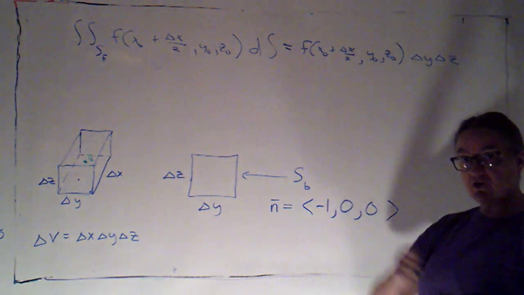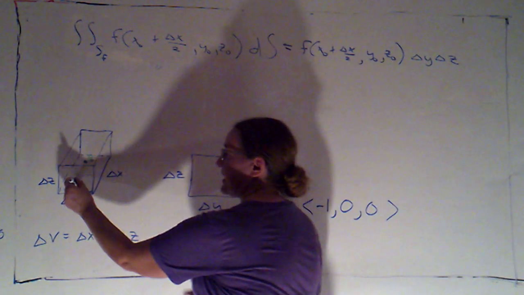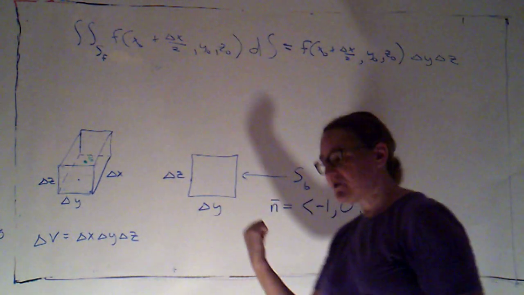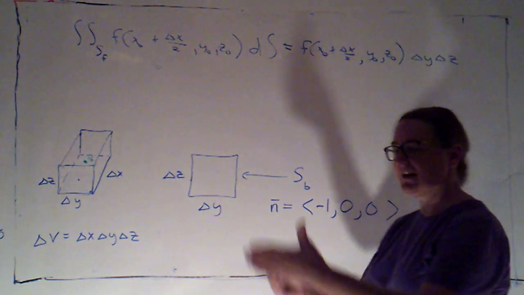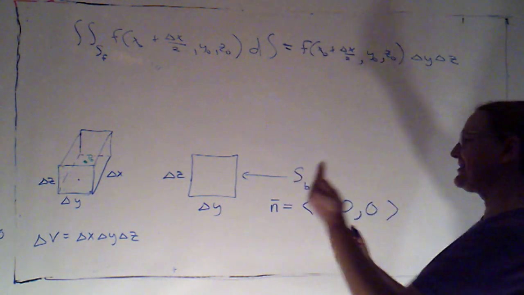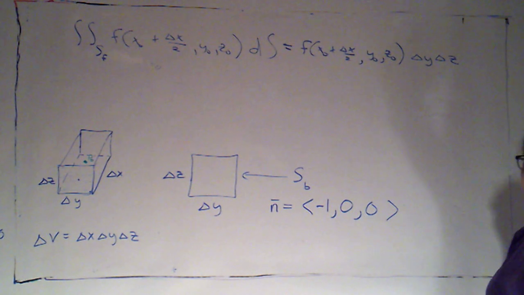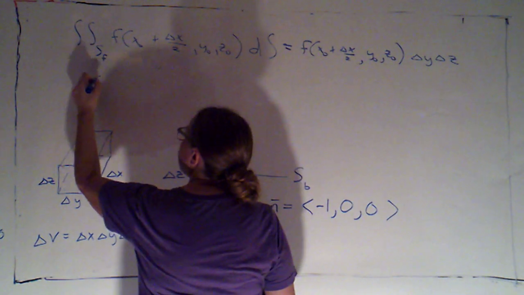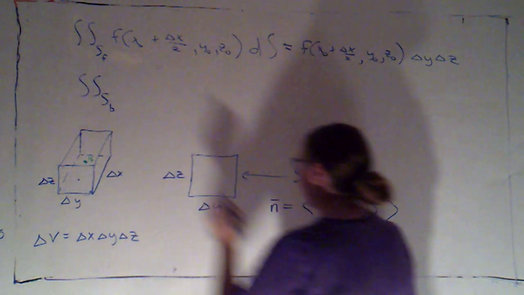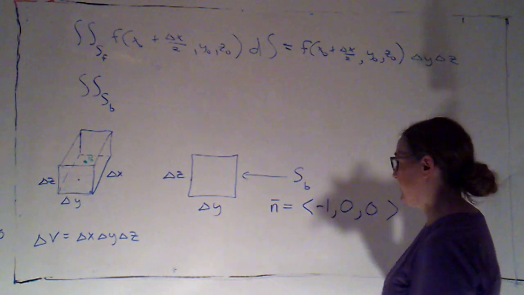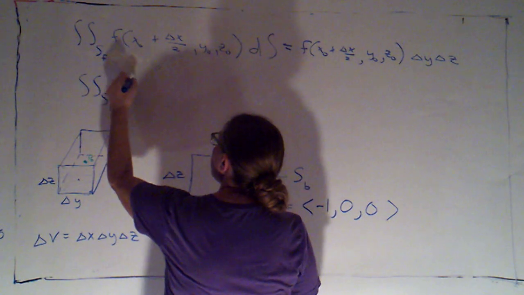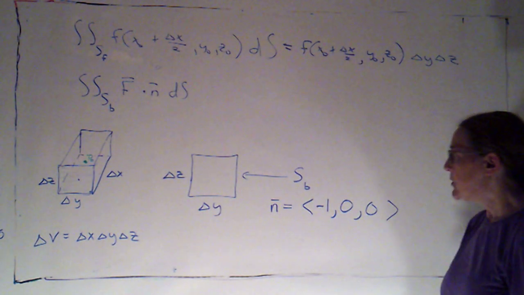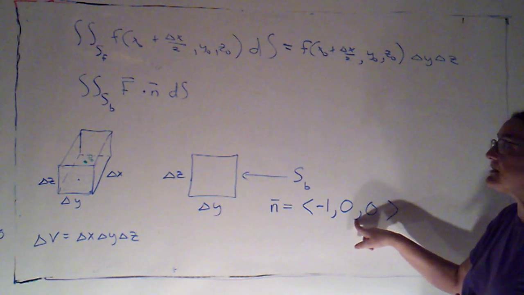The normal vector to the front surface was pointing straight forward. That was i, or 1, 0, 0. The normal vector to the back surface is pointing straight back, so that's negative i, or negative 1, 0, 0. So I'm trying to calculate the double integral along, I'm just calling it S sub b for the back, of f dotted with n dS. We've determined that n is constant.